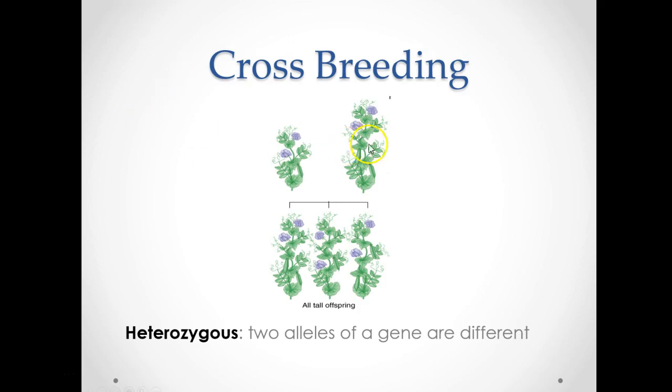Rather than the homozygous individuals we started with, now we have heterozygous individuals, individuals who have one of each allele. They got one short allele from one parent and one tall allele from the other parent. So now we're creating heterozygotes. This tells us, again, which trait is dominant and which trait is recessive, because the dominant trait is the one that will always show up because you only need one copy of that allele.